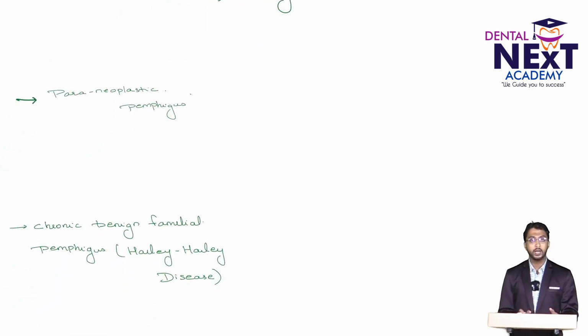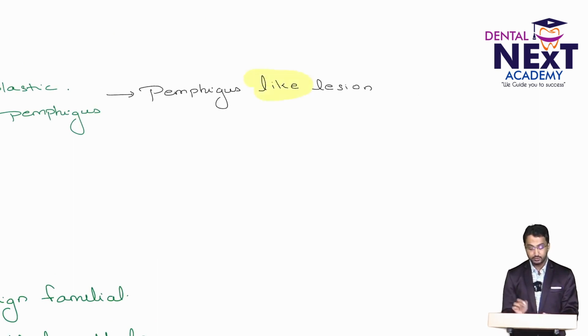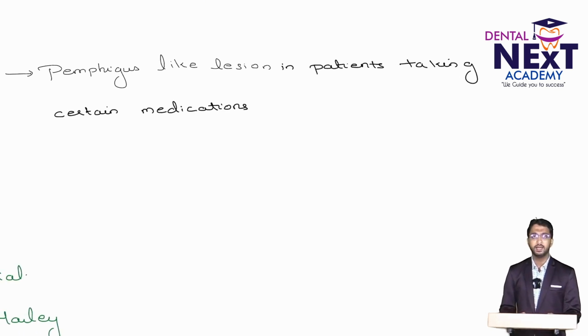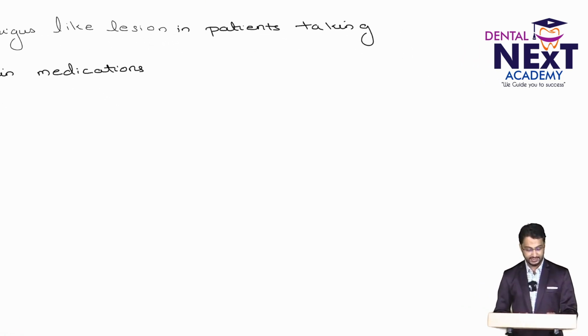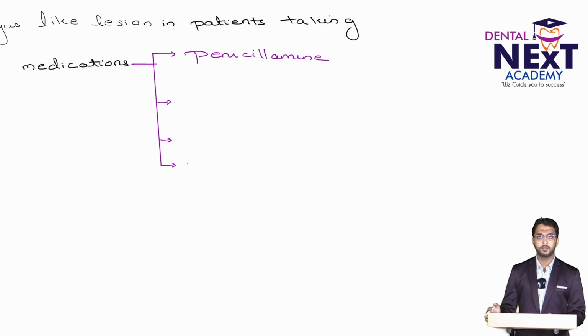But let's come on to the paraneoplastic. Basically, it's a pemphigus-like lesion in those patients taking certain medications. Now, is it important for you? Though it is not affecting oral mucosa, yes, it is important for a dentist. Why? Because we give some drugs which can cause it. So, penicillamine is basically an immunosuppressive drug, which we are not bothered about. ACE inhibitors, again, we are not bothered about. It's used basically for hypertensive patients.